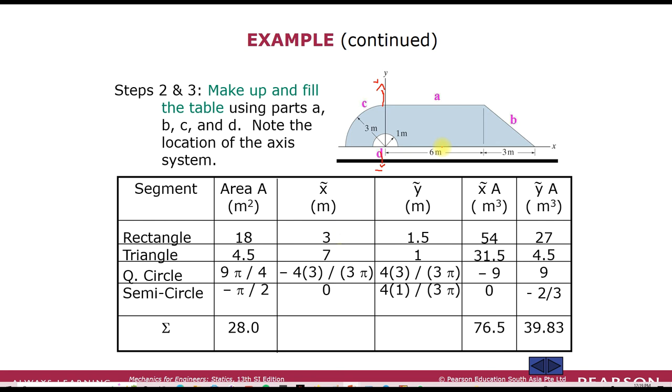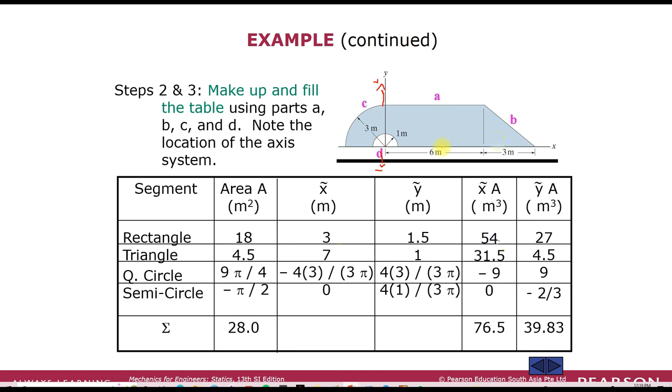Okay, next for the triangle here. The area is just 1 over 2 times the base and the height, so just half. So 3 times 3 is 9, divided by 2 is 4.5 square meters. For the position x, we know from the formula that the centroid is at 1/3 for the triangle. So it's 1/3 of the base, which is 1 here, plus the coordinate position, because this is only 6 meters here, 6 plus 1, then we get the position of x at 7.